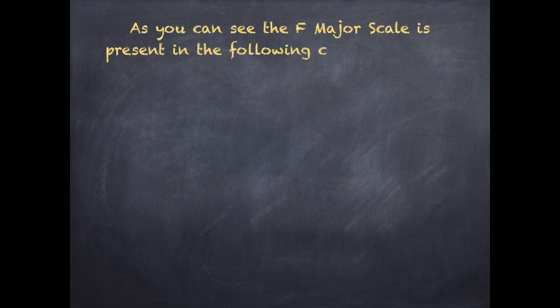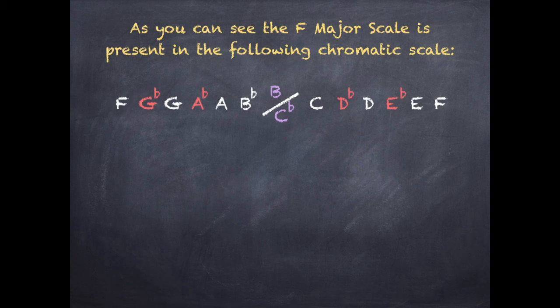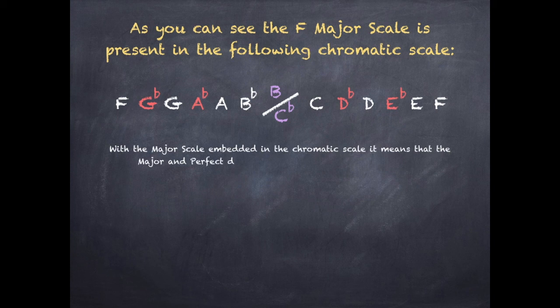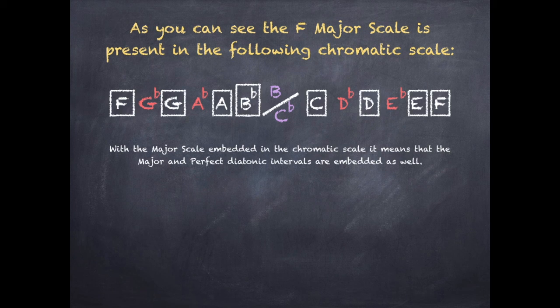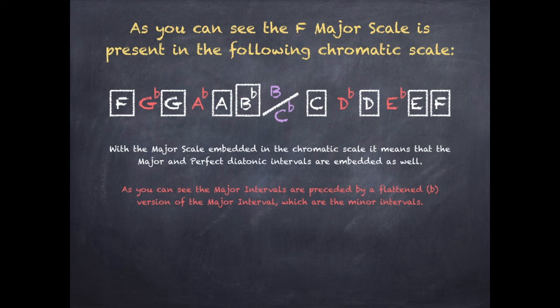As you can see, the F major scale is present in the following chromatic scale. The notes that are in the F major scale are listed as being white: F, G, A, B flat, C, D, E, and F. Now you can see that the major intervals are preceded by a flattened version of the major intervals, which are the minor intervals. They are listed in red.